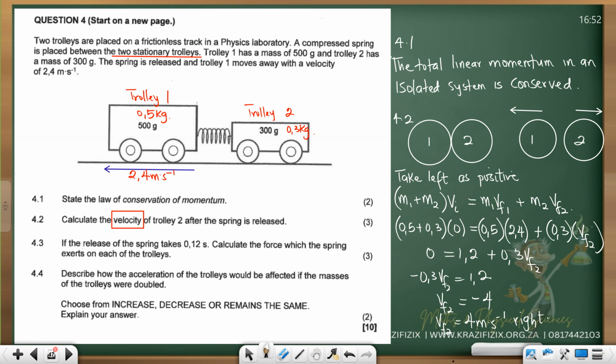Describe how the acceleration of the trolleys would be affected if the mass of the trolleys were doubled. Lovely question.